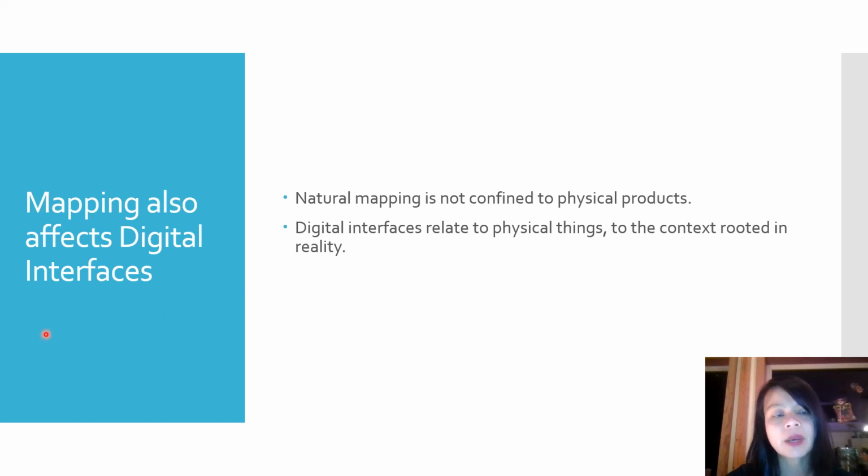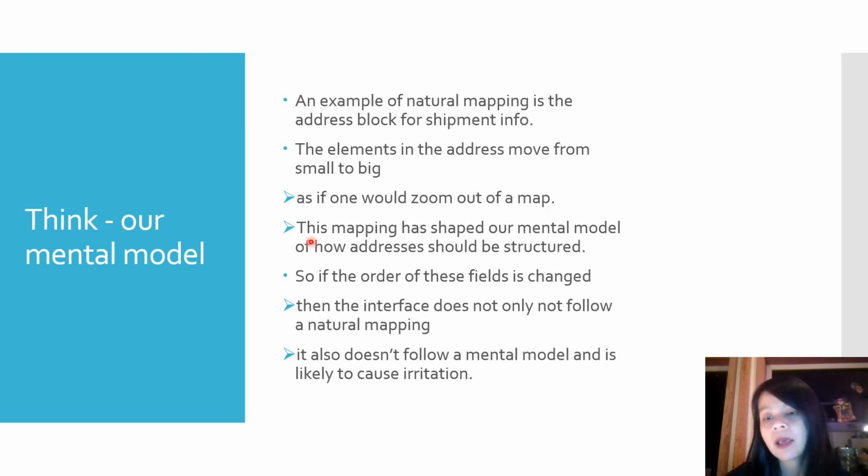But first I want to talk about how mapping also affects digital interfaces. So I've only talked about physical things. Now, natural mapping is not just confined to physical products. Digital interfaces relate to physical things as well, to the context rooted in reality. So, and this is where I'm going to start talking about our mental model. Okay, so an example of natural mapping is the address block for shipping information.